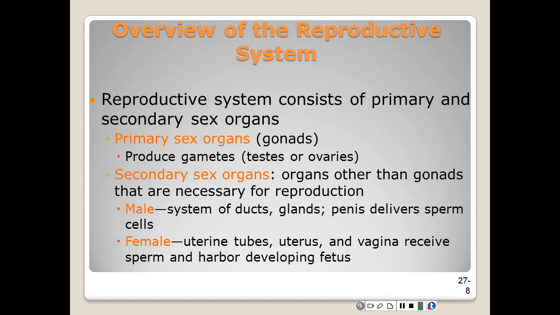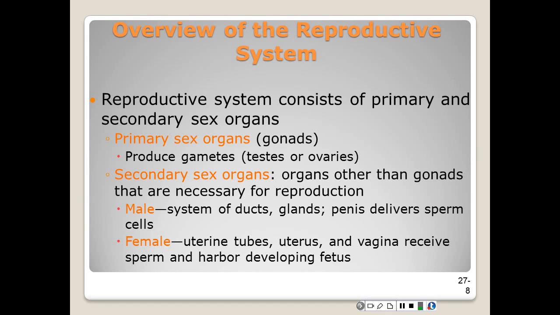So the reproductive system consists of primary and secondary sex organs. The primary sex organs, or the gonads, are there to produce the gametes. Those are the testes of the male and the ovaries of the female. Now the secondary sex organs are organs other than the gonads that are necessary for reproduction.